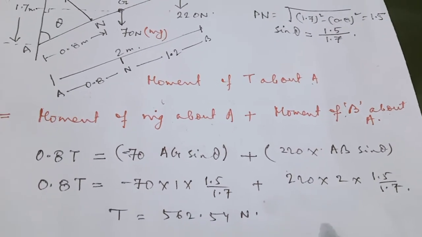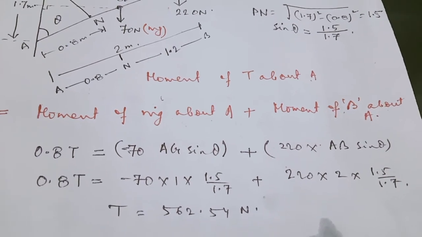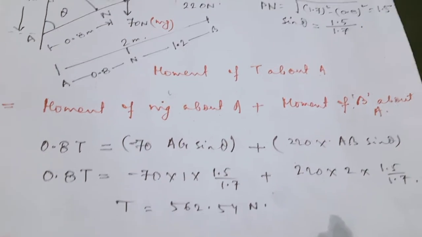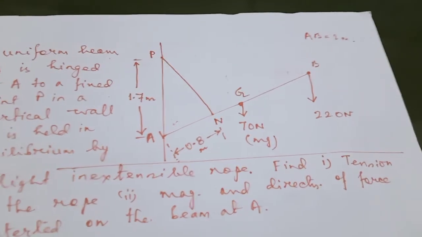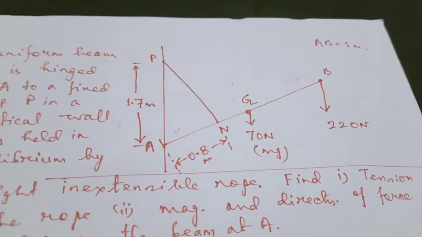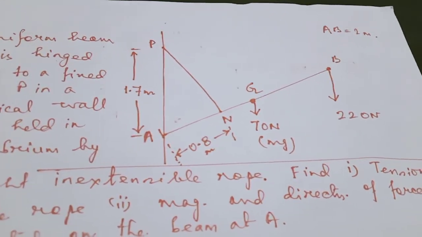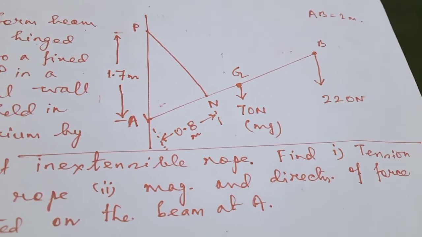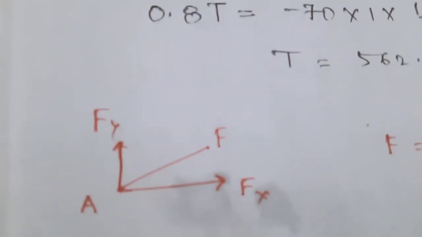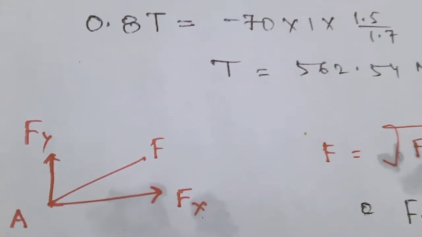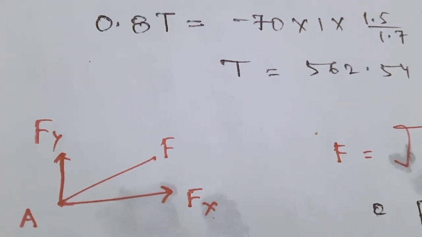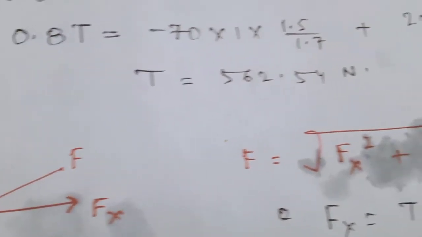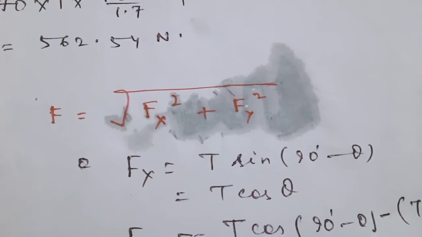Next, it asks to compute the magnitude and direction of the force exerted on the beam at A. Now, again we have to take two components, along the x-axis and the y-axis. So the force has two components: one is Fx, two perpendicular component, another is Fy. You know that from vectors it will be the square root of the sum of squares.